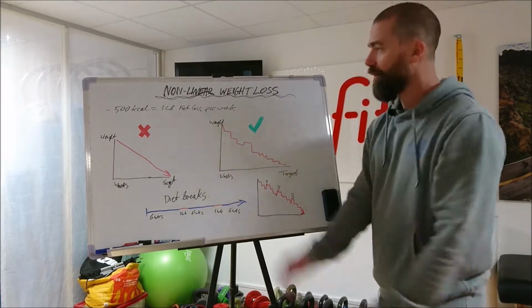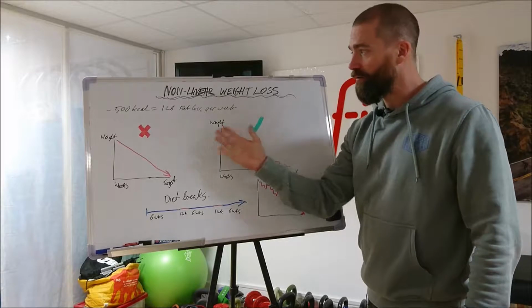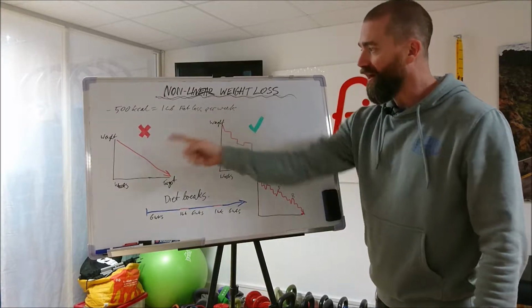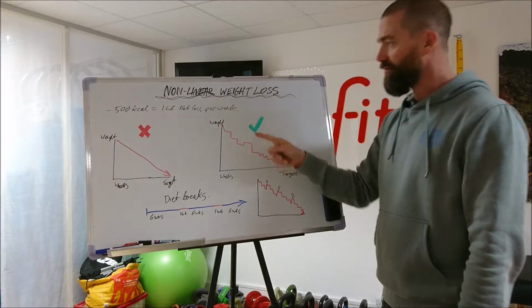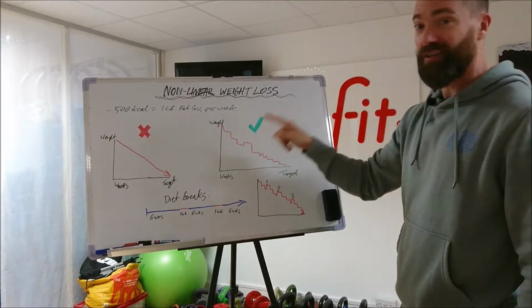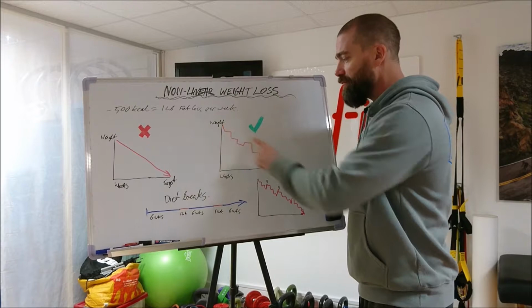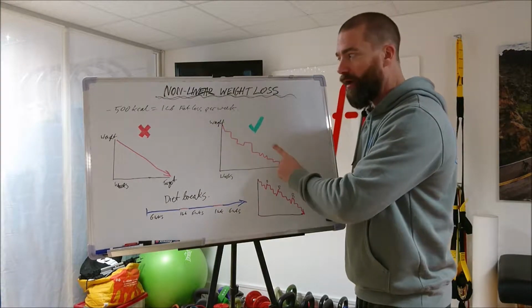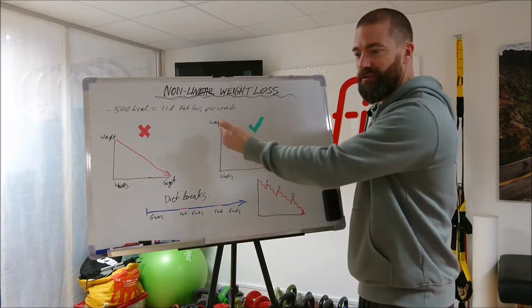Okay, so that's some of the complexities of weight loss and why it isn't linear. So just understanding that the line won't look like this, it will look more like this, and that's okay. So accepting that, how can we make that work for you so that it's less demoralizing?